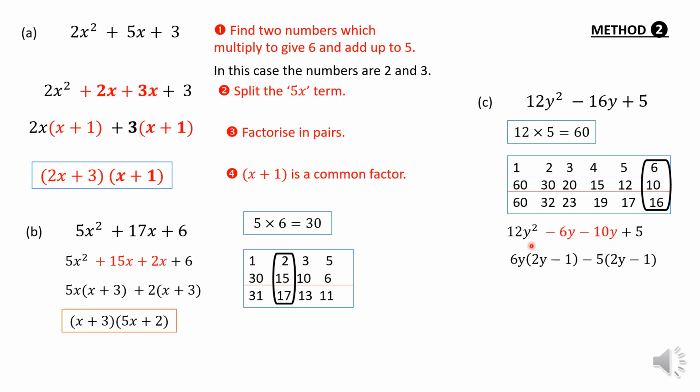So between these two, 6y is common. And here you take out a minus 5. Obviously, you have a common factor of 2y minus 1. And the 6y minus 5 that is outside the bracket is written in its own bracket.